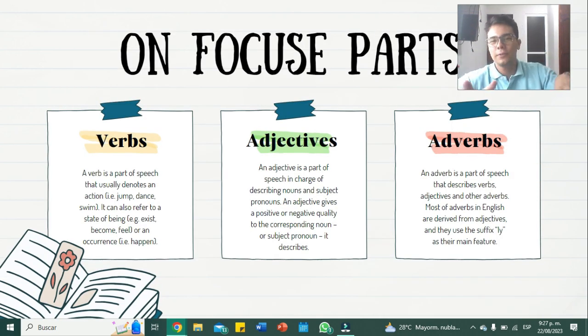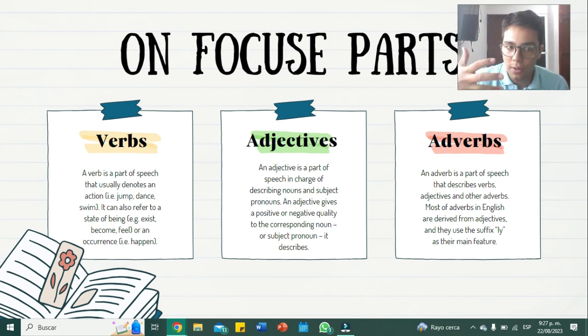So, the parts that we're gonna be discussing today: first of all, the verbs. We know that the verb is a part of speech that denotes an action. As we were talking before: jump, dance, swim. But it can also refer to a state of being, for example, exist, become, or an occurrence, something that happens.